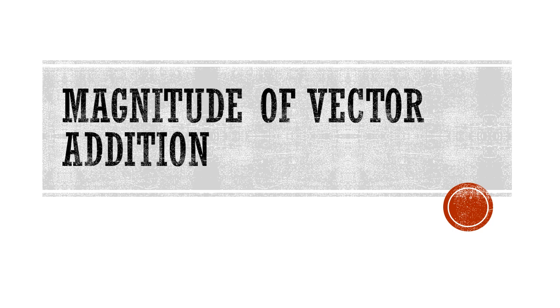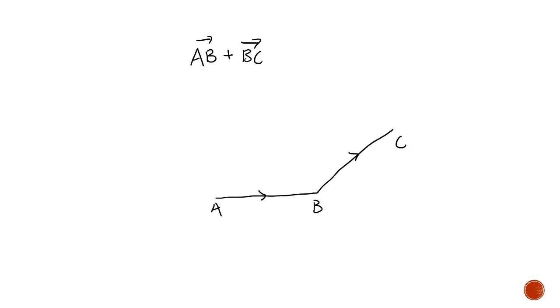In this video, we are going to learn how to find the magnitude of vector addition. In order to add two vectors, say vector AB and vector BC, we need to ensure that these two vectors form a continuous path. For instance, if this is vector AB and this is vector BC, we will be able to add these two vectors up because they form a continuous path, and we can use the triangle law of addition to find the resultant vector AC.